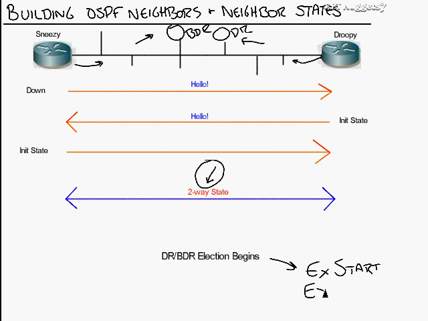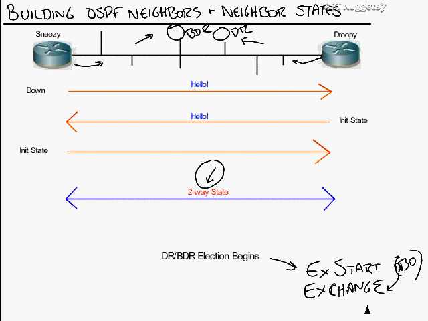And in the exchange state, they'll exchange the entire link state database and they'll synchronize it. They'll get all the information. Remember, the DBD is just the summary of that database. It's the summary of what routes I have in my table. And during the exchange state, we're going to get all the detailed information about that summary.